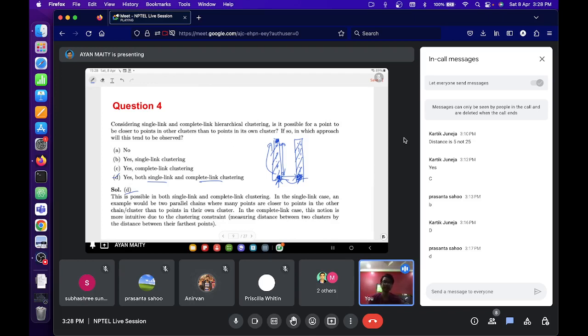And in complete link, it is very much obvious, as the distance measure is the distance between the 2 farthest points in 2 different clusters. So this is very much possible in complete link clustering, and using this example we can show that it is also possible in single link clustering. So that's why option D would be the correct answer. Are there any questions or doubts on this question?